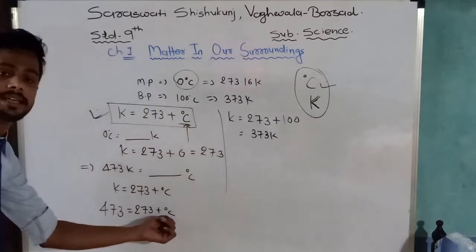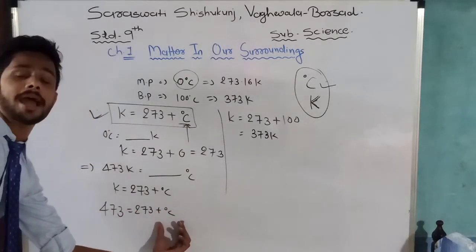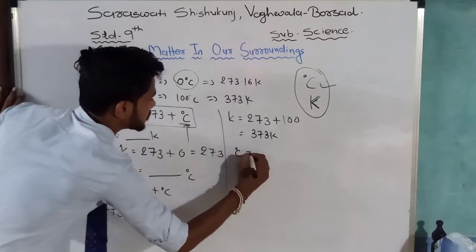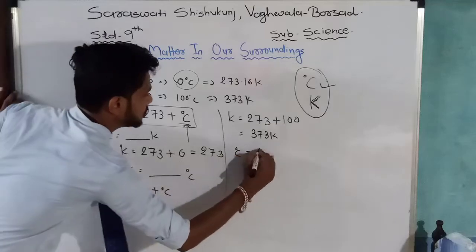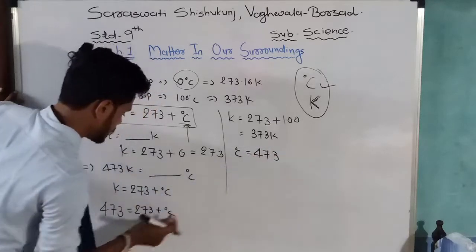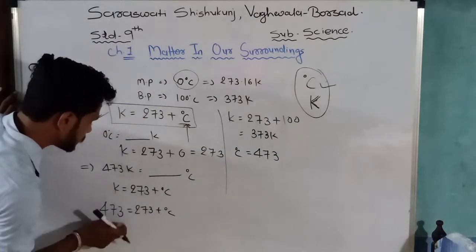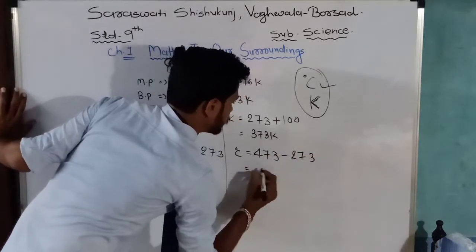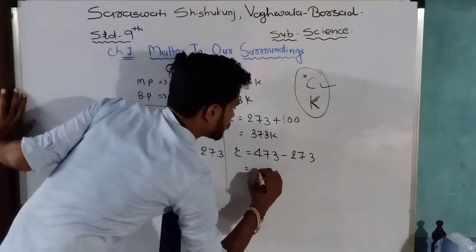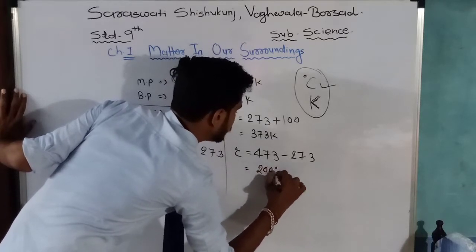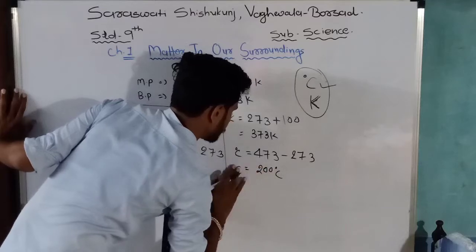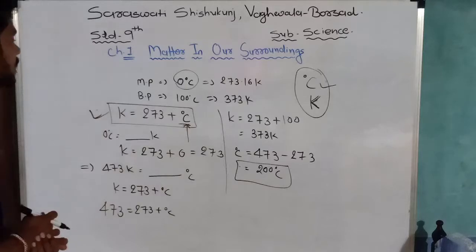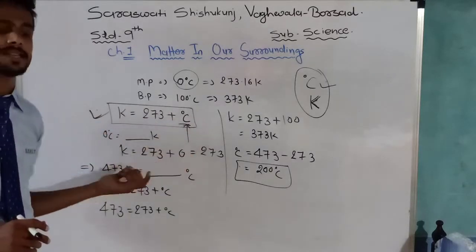If I want to find this degree Celsius, then I must make it the subject. So degree Celsius is equal to 473. This 273 will come here, meaning it becomes minus 273. So our answer comes here, that is 200 degree Celsius. Okay. So by this means you can convert from Kelvin to Celsius and Celsius to Kelvin.